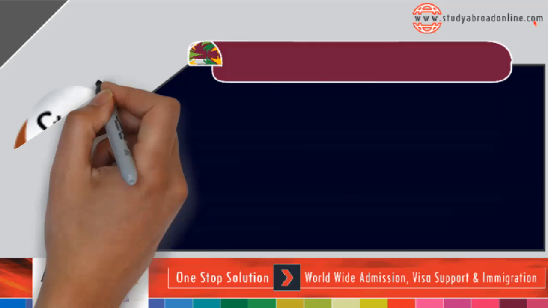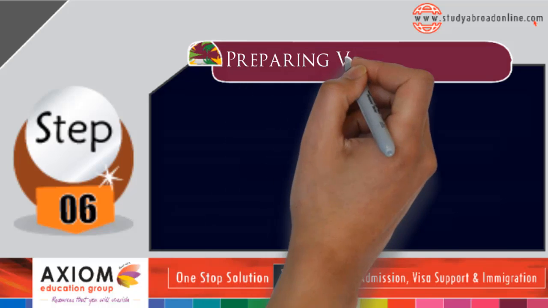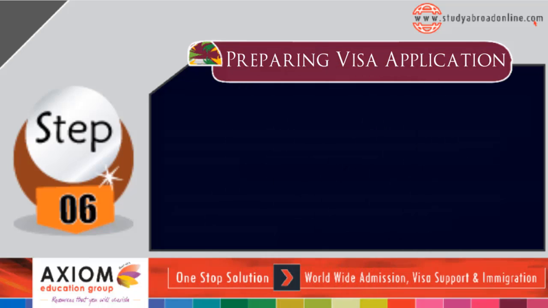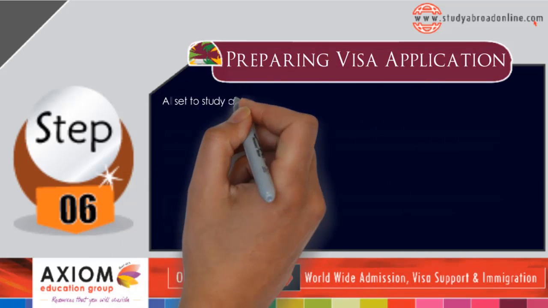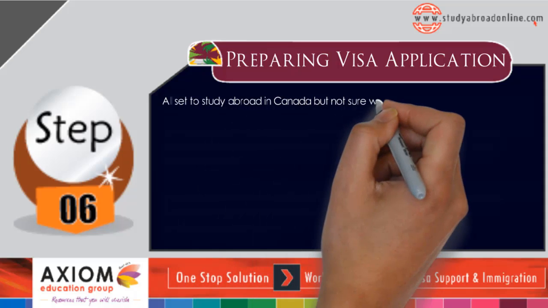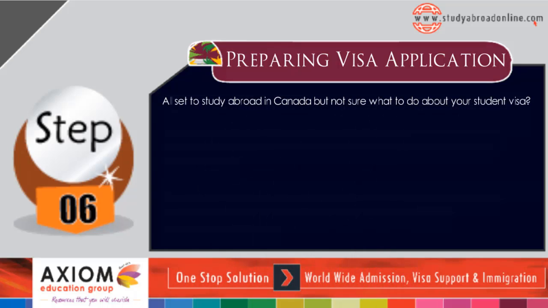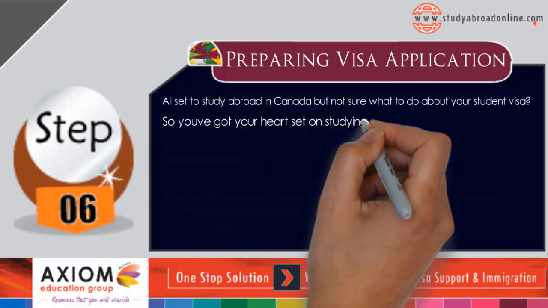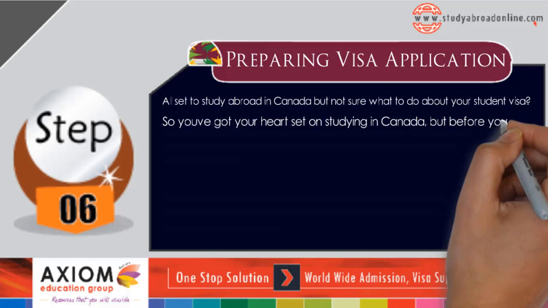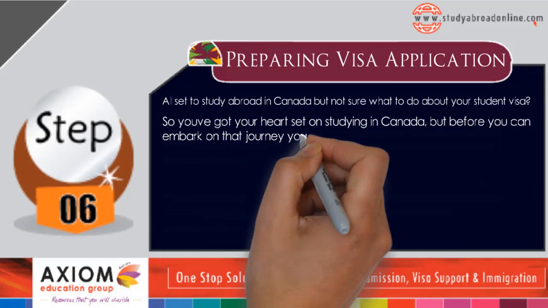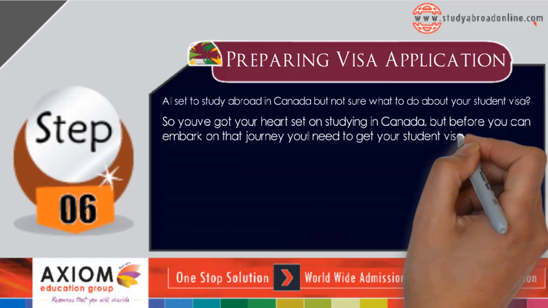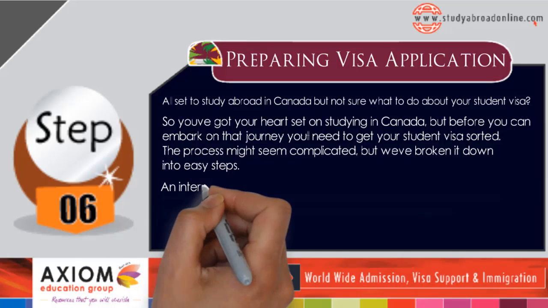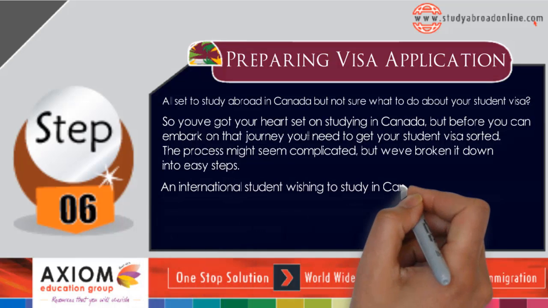Speaking about step 6, that is the next step, which is preparing the visa application. Now you're all set to study abroad in Canada, but not sure what to do about your student visa? You've got your heart set on studying in Canada, but before you can embark on that journey, you'll need to get your student visa sorted. The process might seem complicated, but we have broken it down into easy steps.